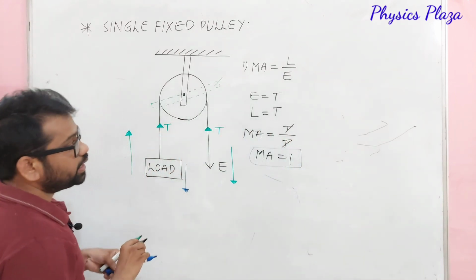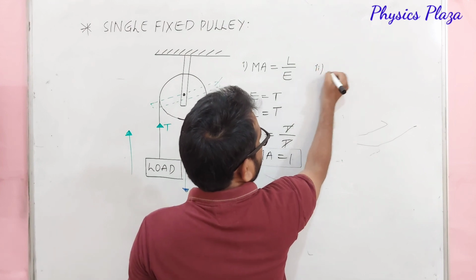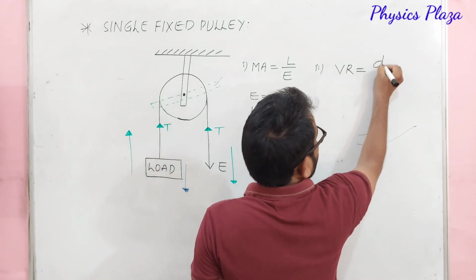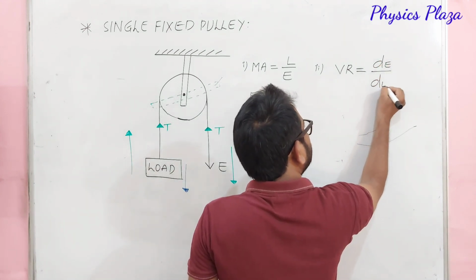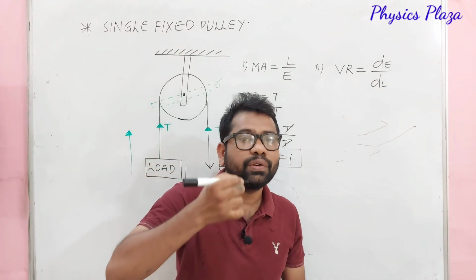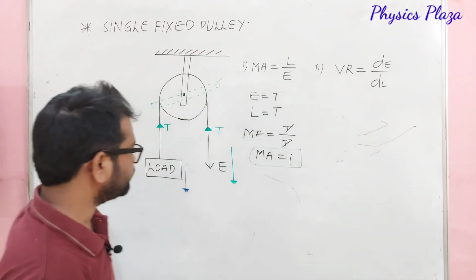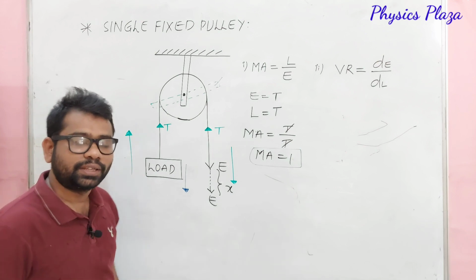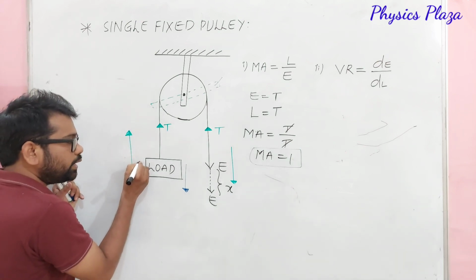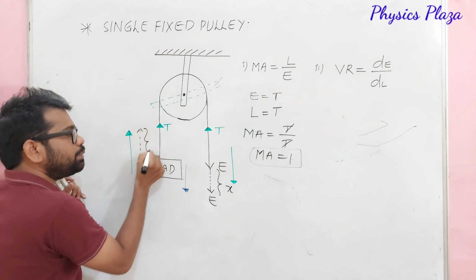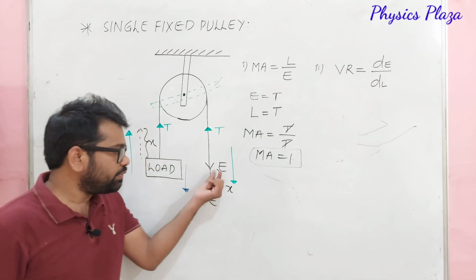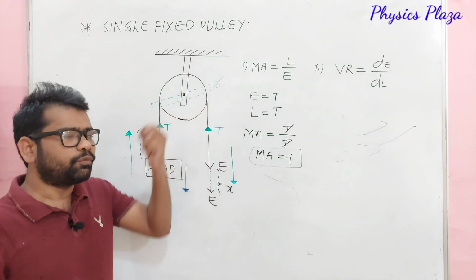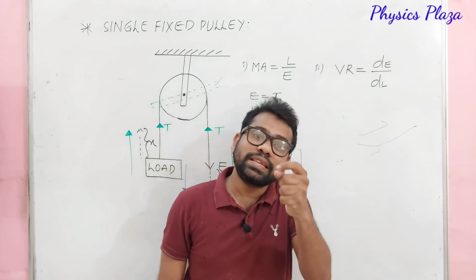Now let us calculate the velocity ratio. The second one is velocity ratio. Children, let us recall once, what is the velocity ratio? It is the ratio between effort displacement and load displacement. Even we can take it as the ratio between effort velocity and load velocity. So look here. Suppose the effort is displaced by x, then what will happen, dear children? The load is raised vertically upwards by the same displacement. Means if effort is pulled downwards 2 meters, then the load is raised vertically by 2 meters only. Why is it the same? Because it is an inextensible string.